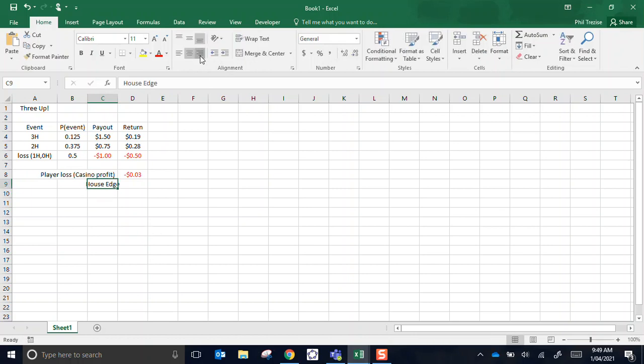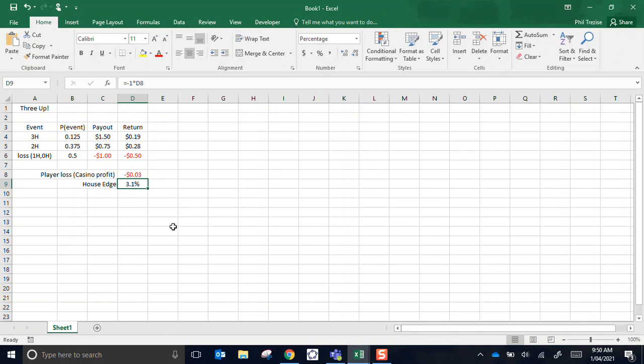The house edge is literally how much the house collects or wins, in this case 3 cents, compared to the amount the player bet. The player bet $1. So that is literally a 3% profit. I will go -1 multiplied by that number, so it's now a positive number, and I'll format that as a percentage, and I might give one extra decimal place.